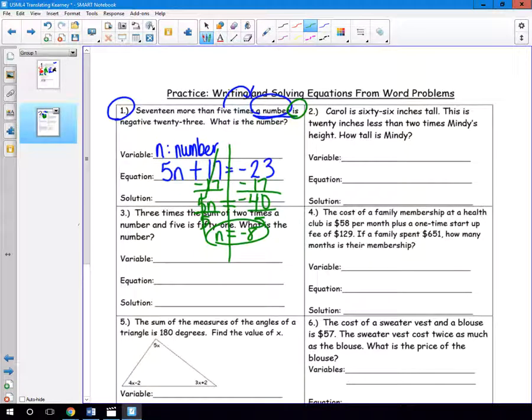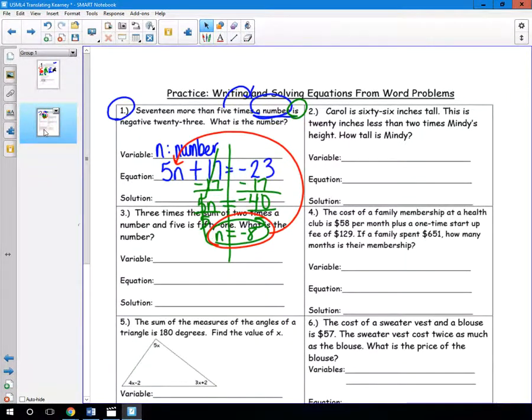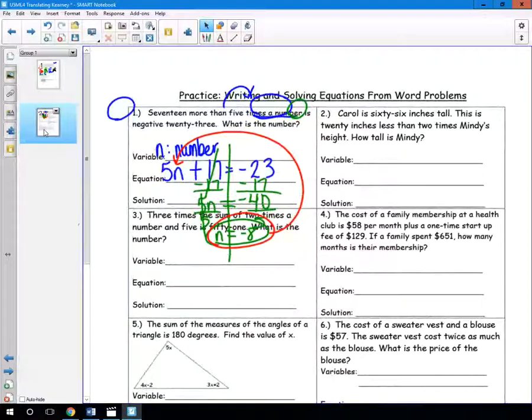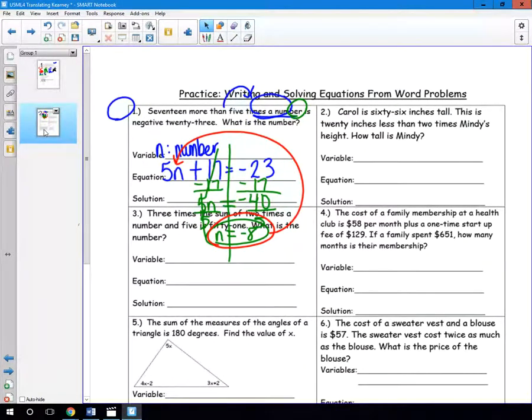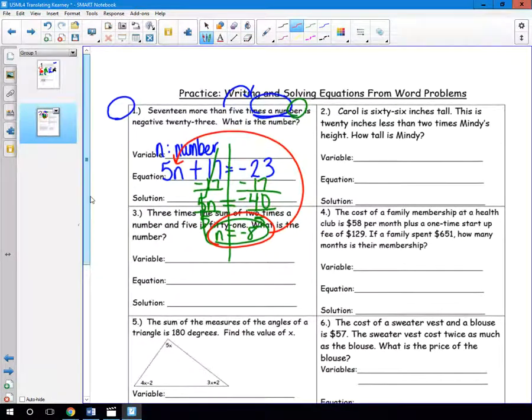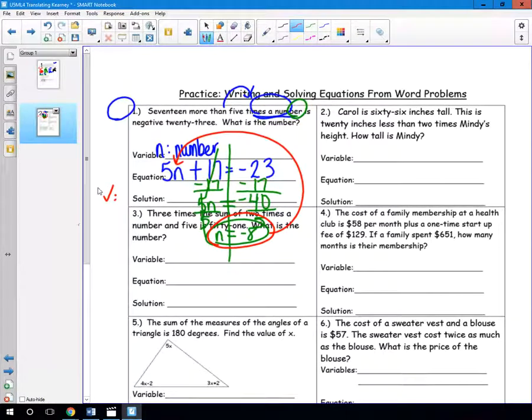Now remember, yes, that's the answer, but we don't know if it's correct or not. How can we check? Always, always, always check those equations. We can take n equals negative 8 and plug it back in. So I'm going to substitute it in. Check. Where I see n, I'm going to put negative 8. So 5 times negative 8 plus 17. Does that equal negative 23?